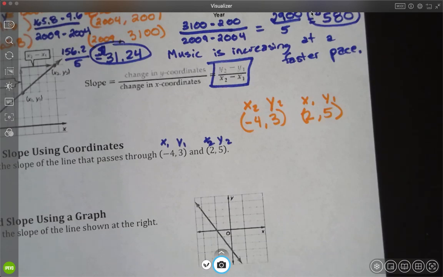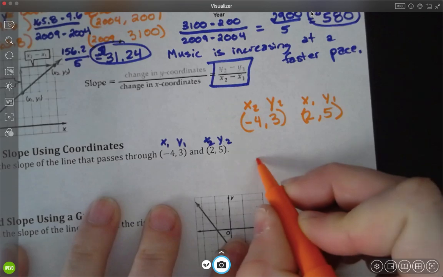I'm going to see what happens. What do you think is going to happen? You think you're going to get the same thing, or it's going to be the negative? No, it'll be the same. Let's see what happens.